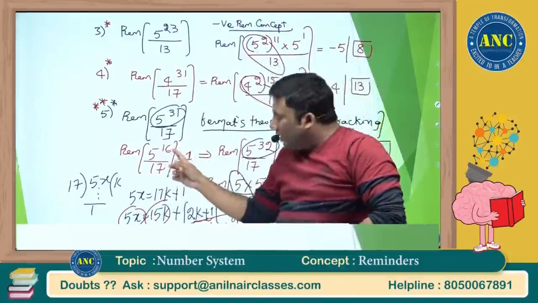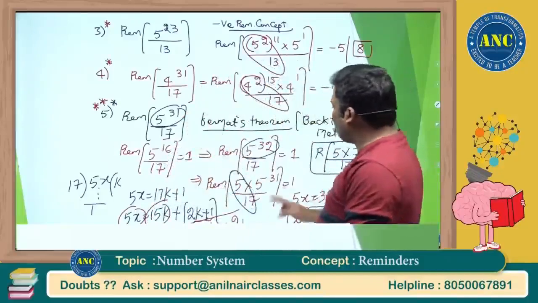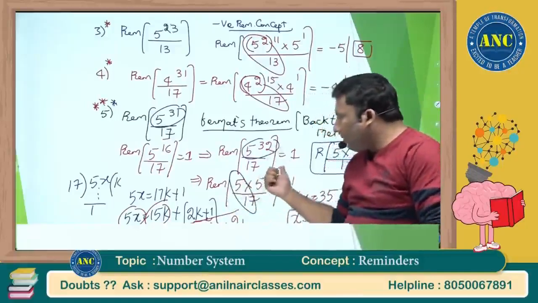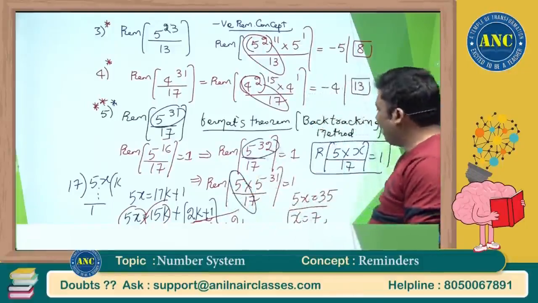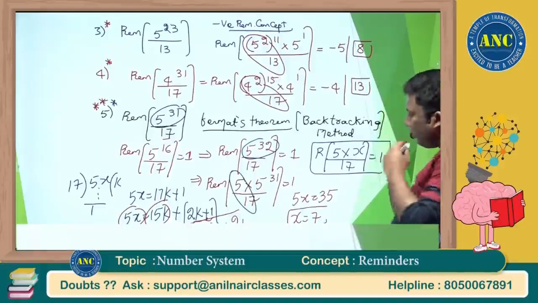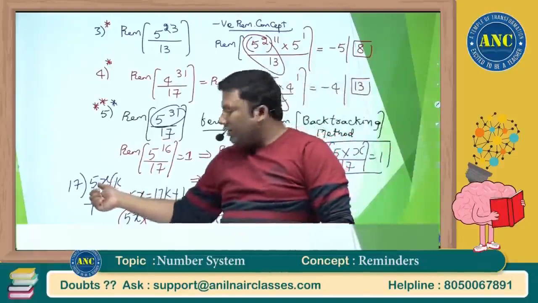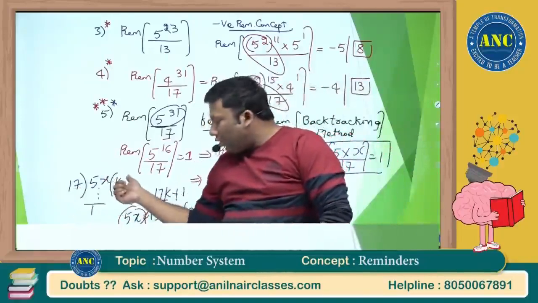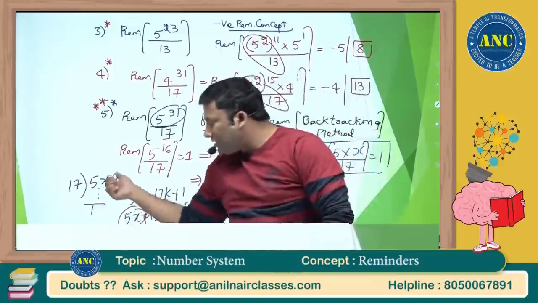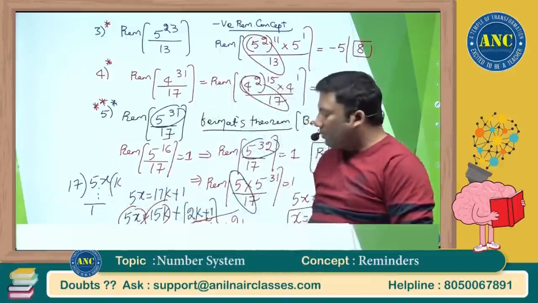5 power 16 divided by 17, it is 1. Multiple of 16 is 32. I want 5 power 31. So 5 into 5 power 31 by 17, it is 1. 5 power 31 by 17, it is x. 5x divided by 17, it is 1. 5x is the dividend, 17 is the divisor. Quotient is k, remainder is 1. Dividend is equivalent to divisor into quotient plus remainder. 5x is equivalent to 17k plus 1.